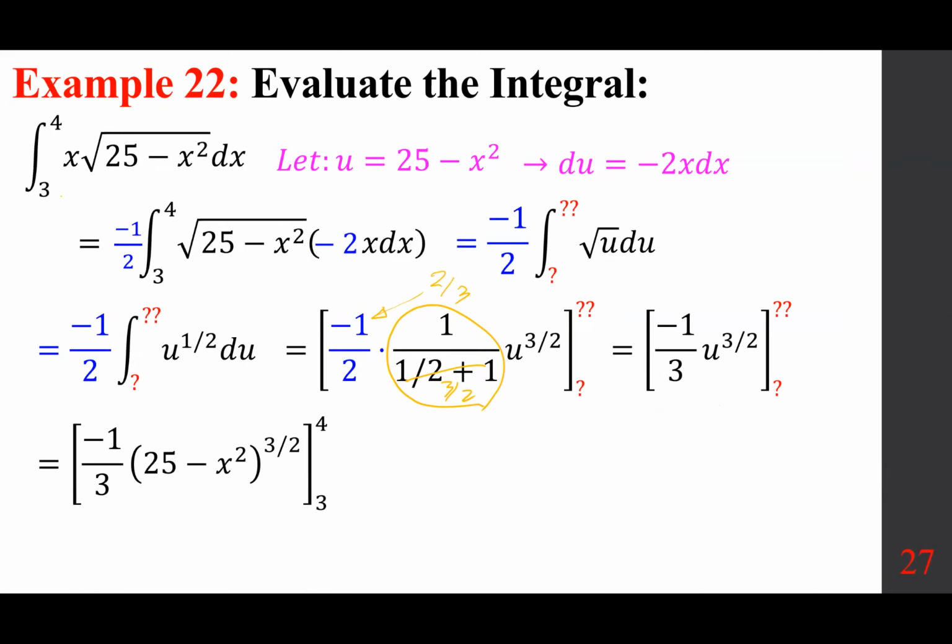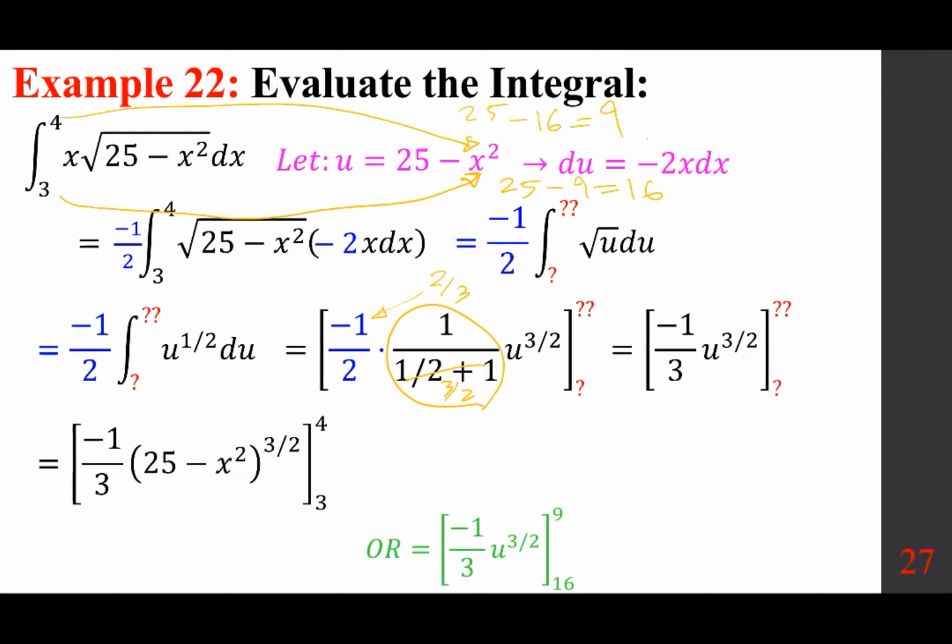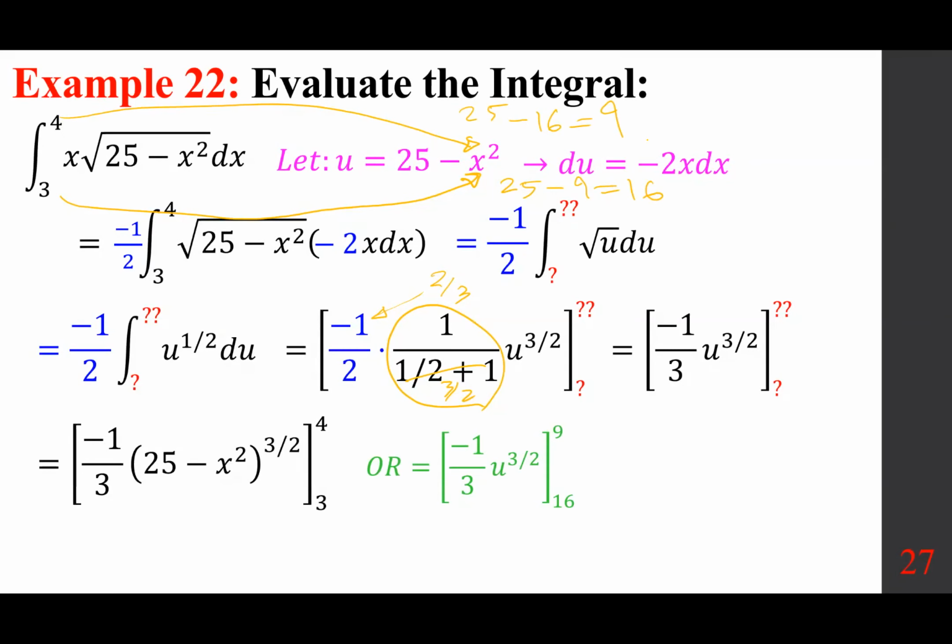Or if I put the 3 here, the lower limit gives me 25 minus 9 is 16. If I put the 4 here, the upper limit gives me 25 minus 16 equals 9. And now we evaluate it in this fashion, which means I'm going to put the negative 1/3 out, and then 9 to the power of 3/2 minus 16 to the power of 3/2.